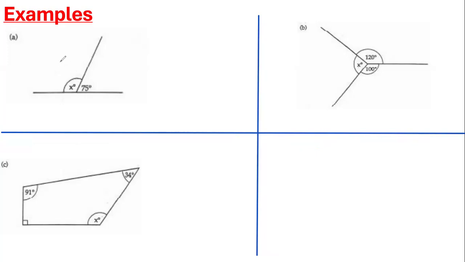All right, so we have x, and we have 75 degrees. Our goal is to figure out what x is. Again, this is x, and this is 75. What is the size of angle x? Or how do we figure out the size of angle x? So we subtract 75 from 180.